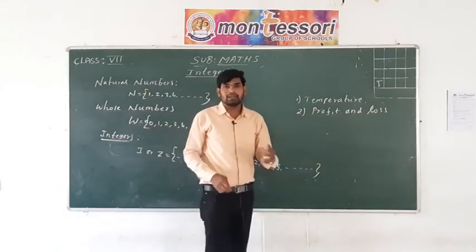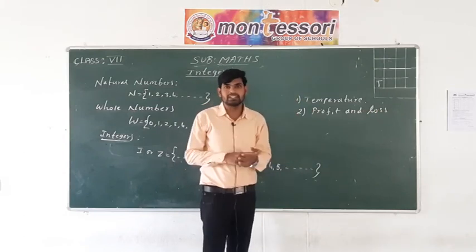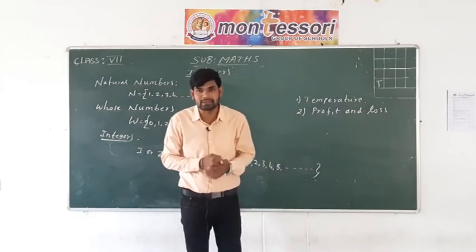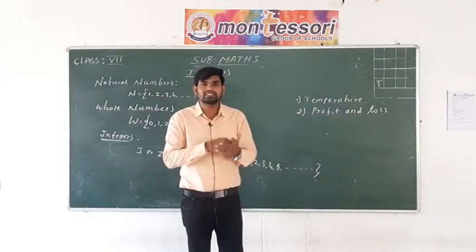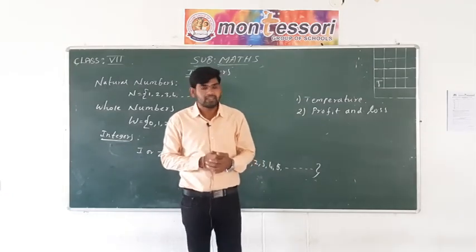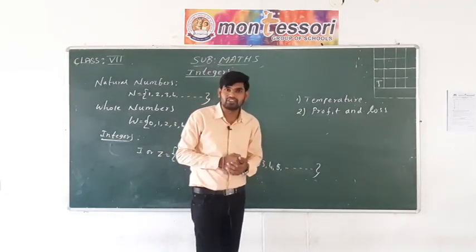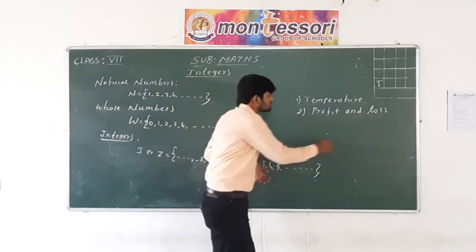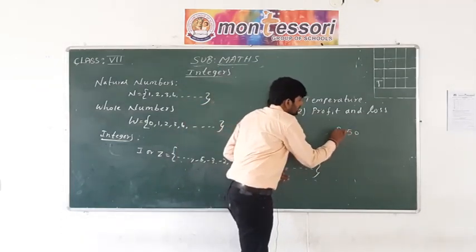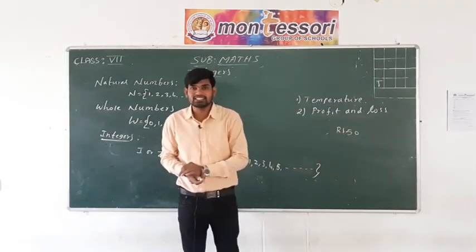For example, let me take one example. There are two friends. One friend has given 100 rupees to the second person. But in turn, the second person has given only 50 rupees. Then the first person has a loss. How much loss does he have? 50 rupees.